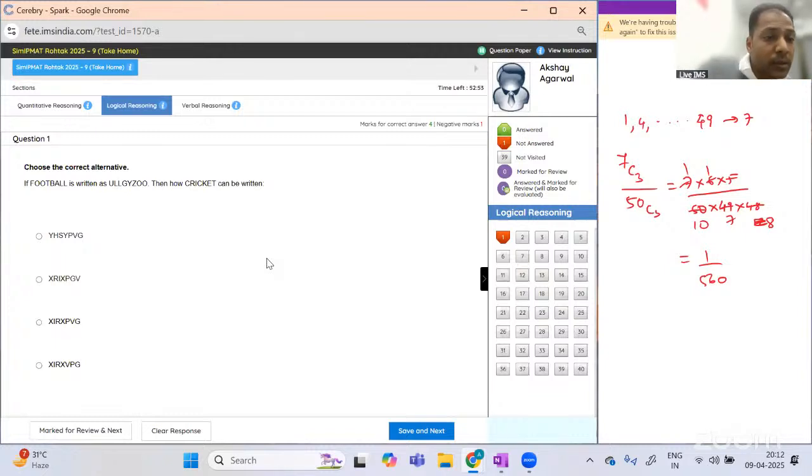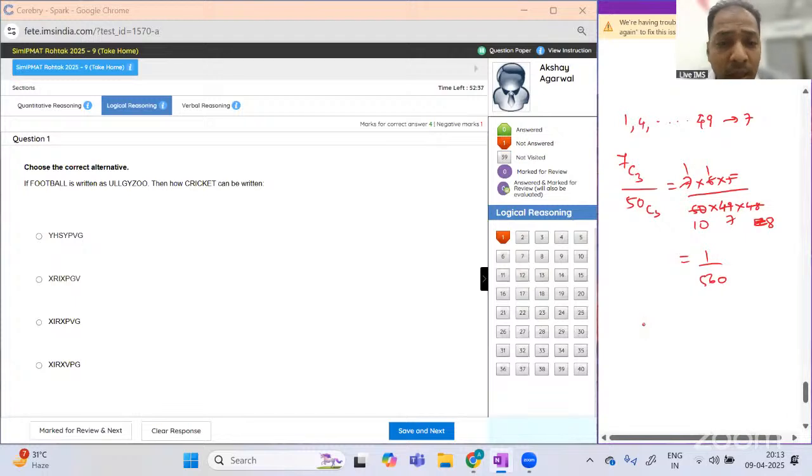Football is written as Ulzu. L is coded as O. U is 6, U, V, W, X, Y, Z. This is reverse coding. Clearly, this is reverse coding. Therefore, cricket can be coded accordingly. The reverse coding of C would be X and R is 18, the reverse coding would be 9, that is I. X, I.